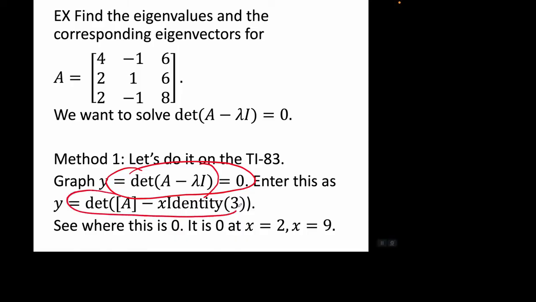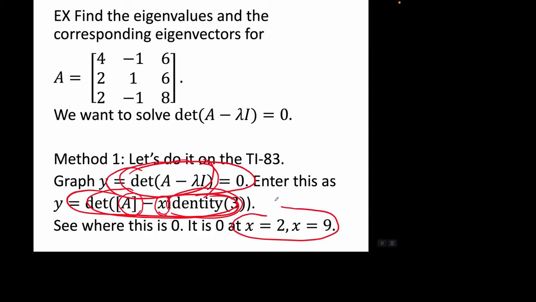Y equals determinant of A minus X times the identity of 3. This, again, is the matrix A. You'd have to enter that beforehand. X, you know where to find that on the TI. This is just under matrix. It's the 3 by 3 identity matrix. So basically, this can be entered like this on your TI-83. And you just graph it and see where it's 0. It turns out it's 0 at x equals 2, x equals 9.